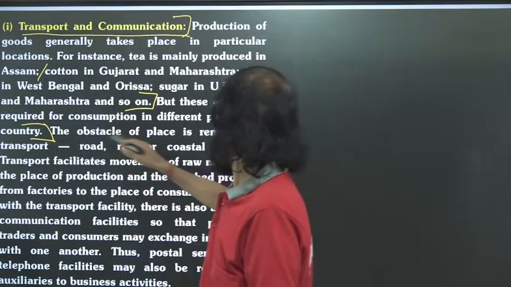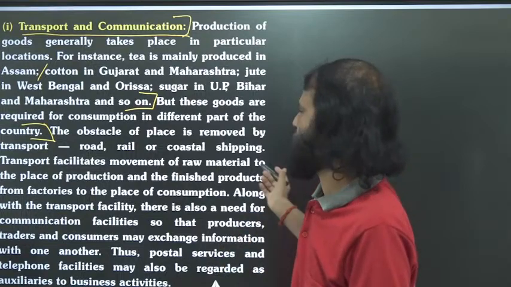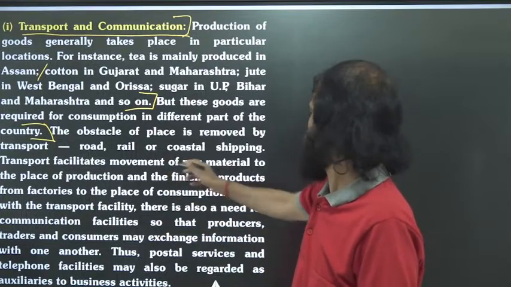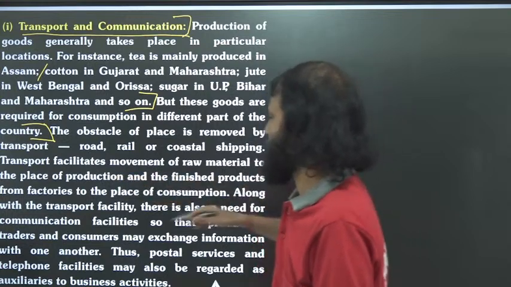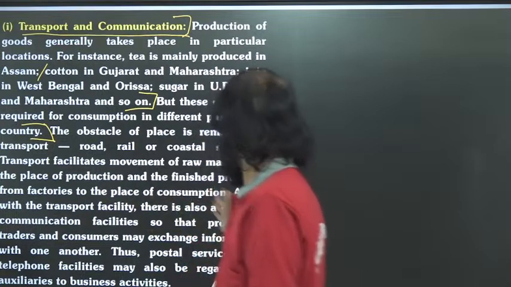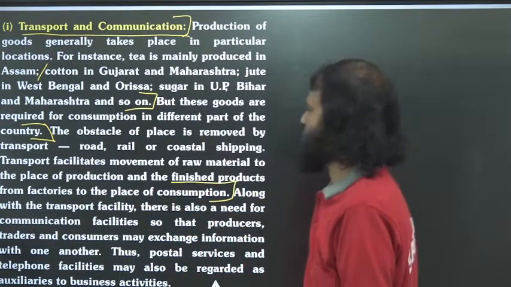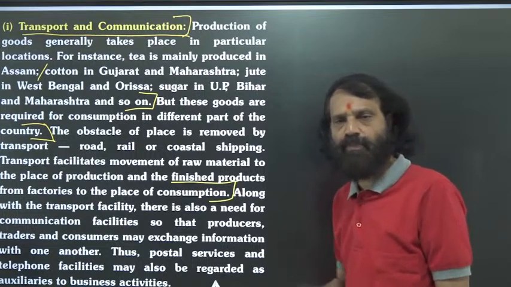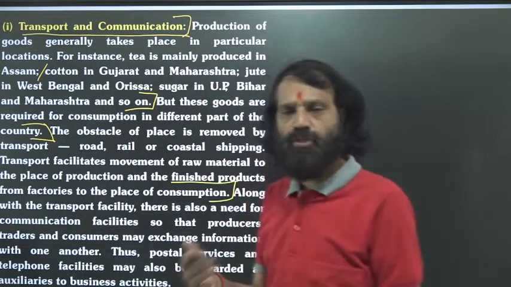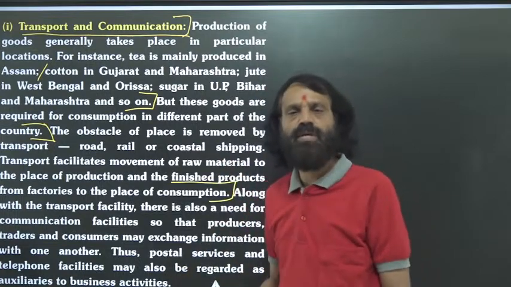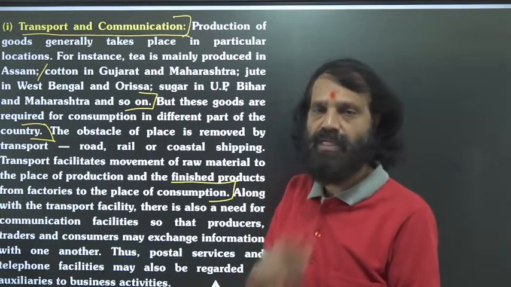The obstacle of place is removed by transport, road, rail or coastal shipping. Transport facilities, the movement of raw material to the place of production and of finished products from factories to the place of consumption, must be very fast. From the production house to the people, the raw materials must reach the production houses. How is it possible? Only when we have a better transportation system is it possible.